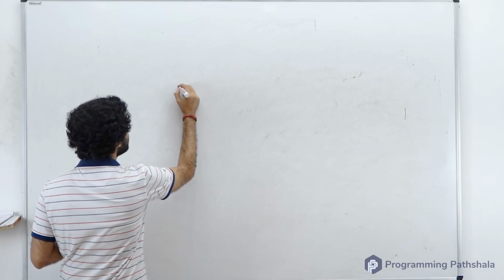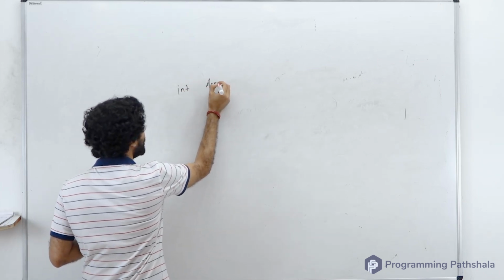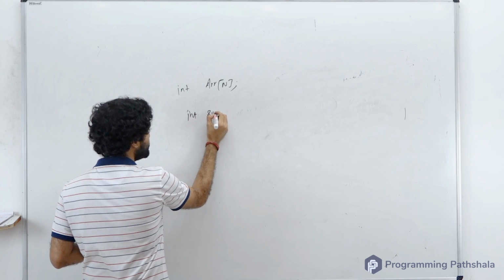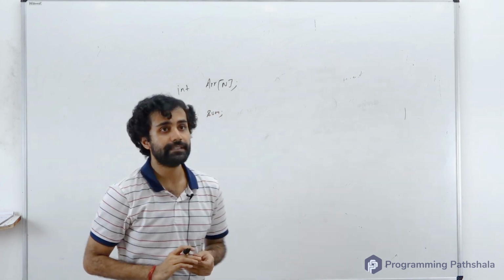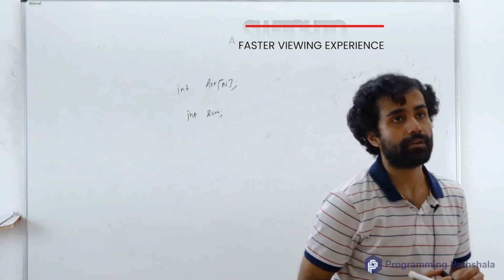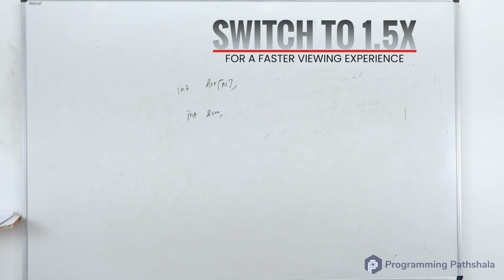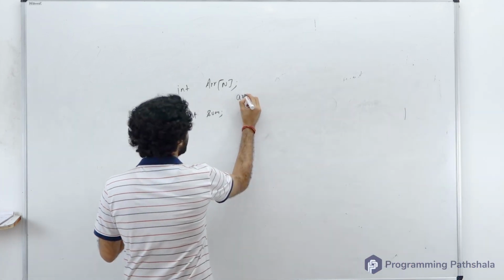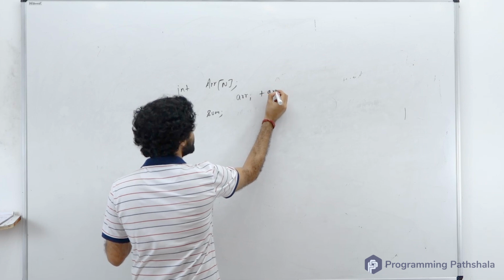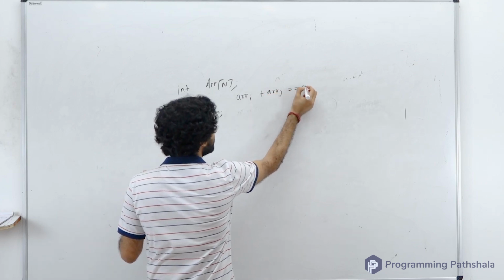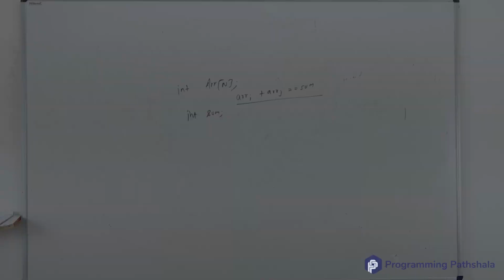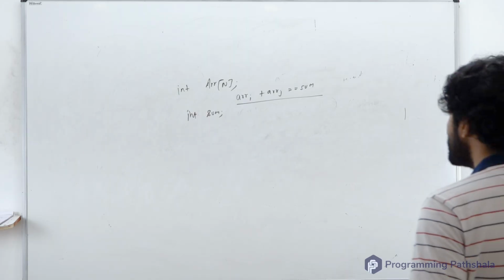Let's say there is an integer array of size n and you have been given a sum. You have to check whether there is a pair in the array, i and j, such that array[i] + array[j] is equal to the sum or not. Can I do it using hashing? Yes, I can.